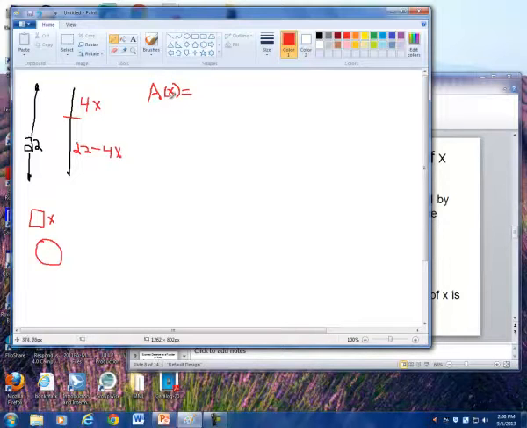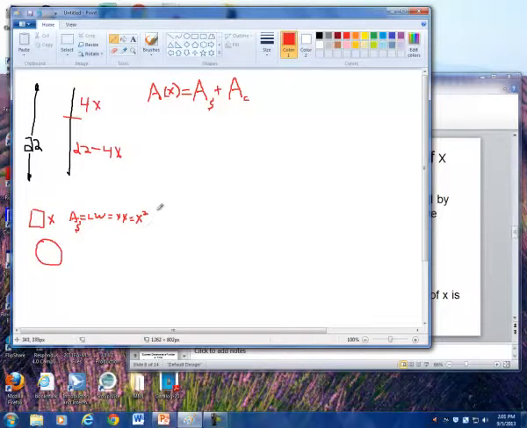So we're going to have to find the area of the square, we'll call that A of s, and the area of the circle. Well, the area of the square, that's area of the box, right? That's just length times width. Well, if the length is x and the width is x, then that area of the square is x squared. So we've already got the area of the square down.